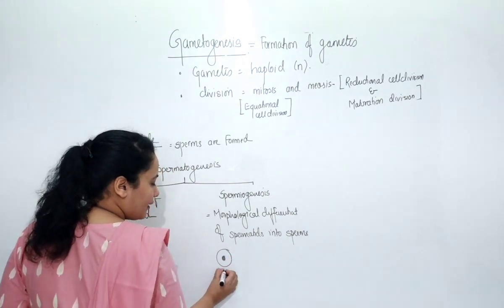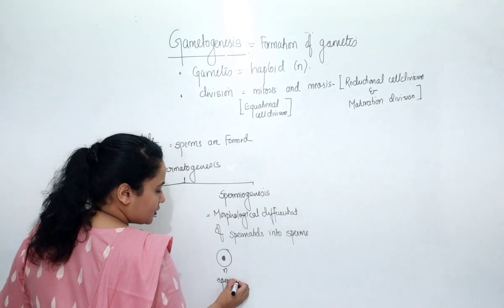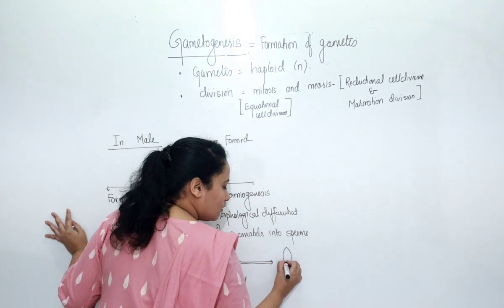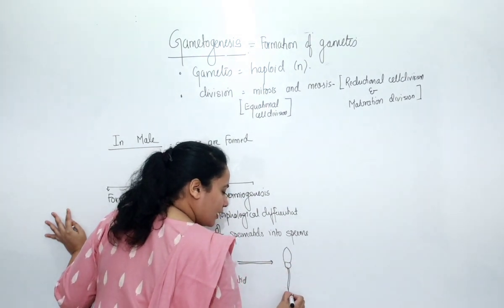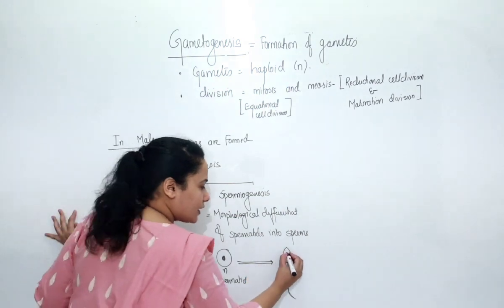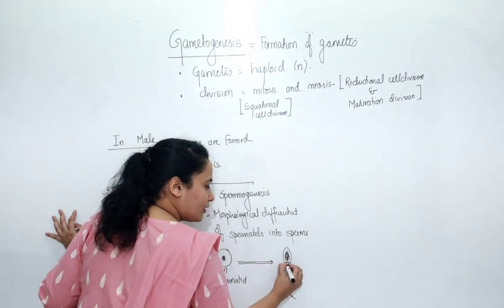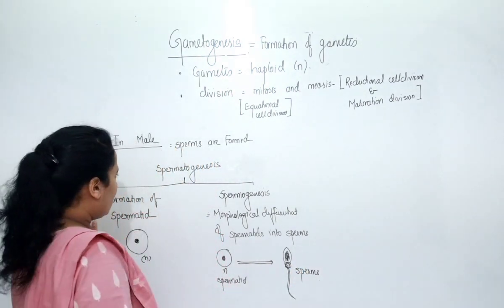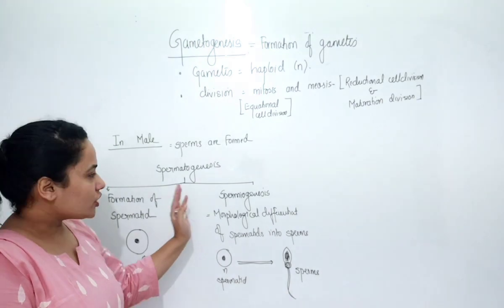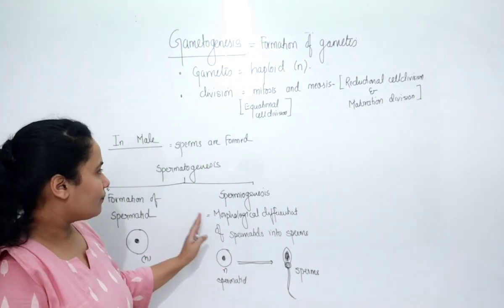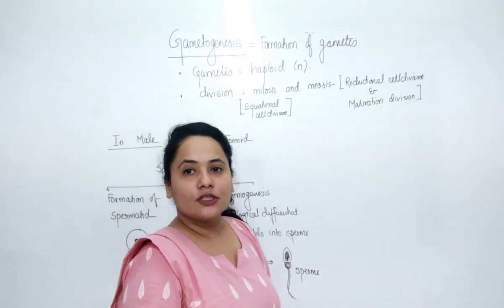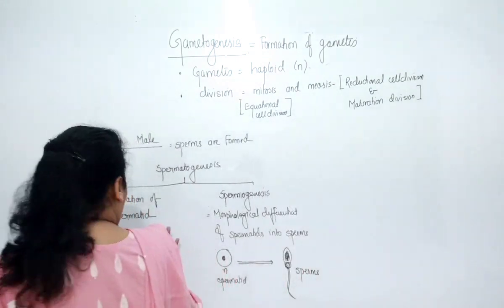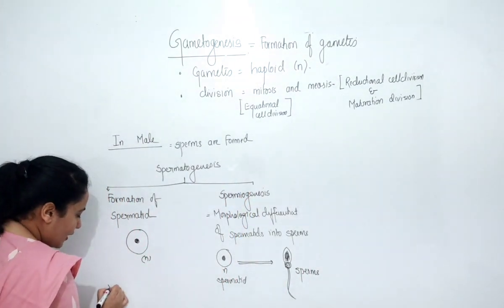So, I'll just give you a representation over here. Let's say this is a spermatid, right, which is formed in the first phase. And when this is converted into this kind of structure, we call it sperms. So this is what you call the morphological changes that are taking place, right? Alright, so in males sperms are formed in this way, and this process is what you call spermatogenesis.